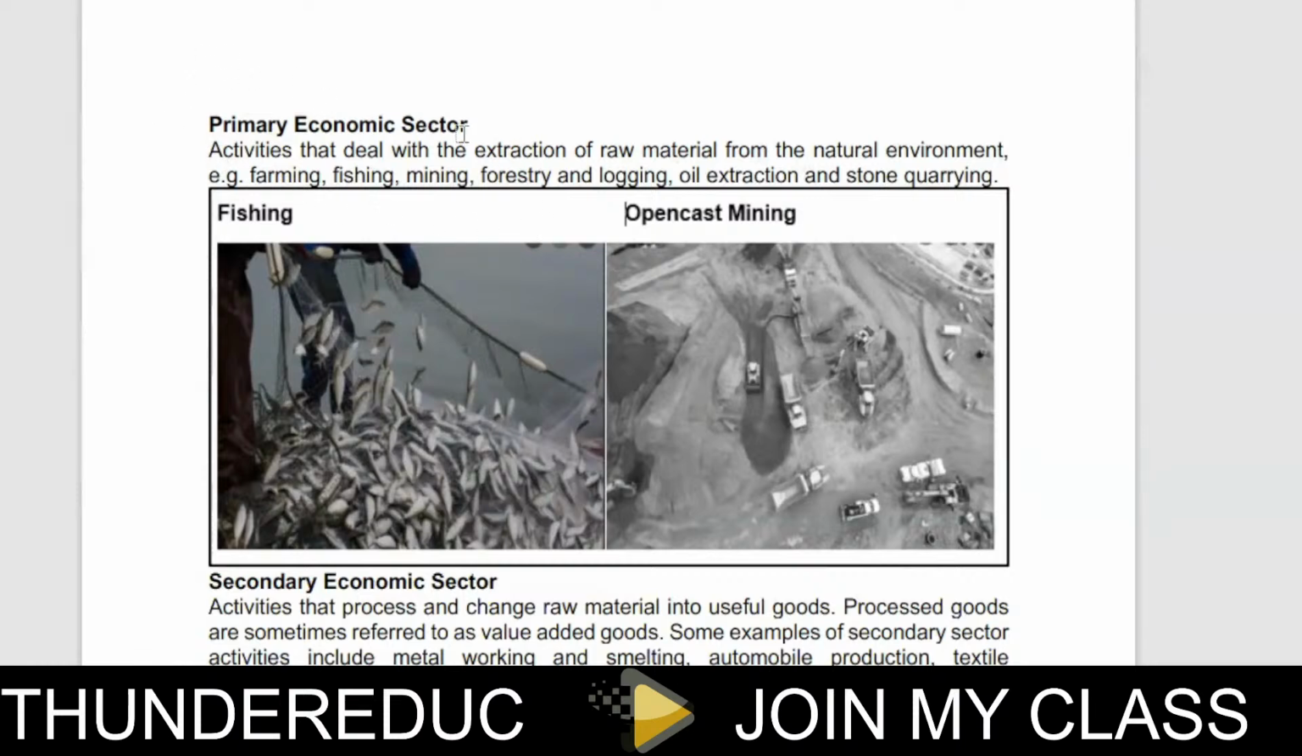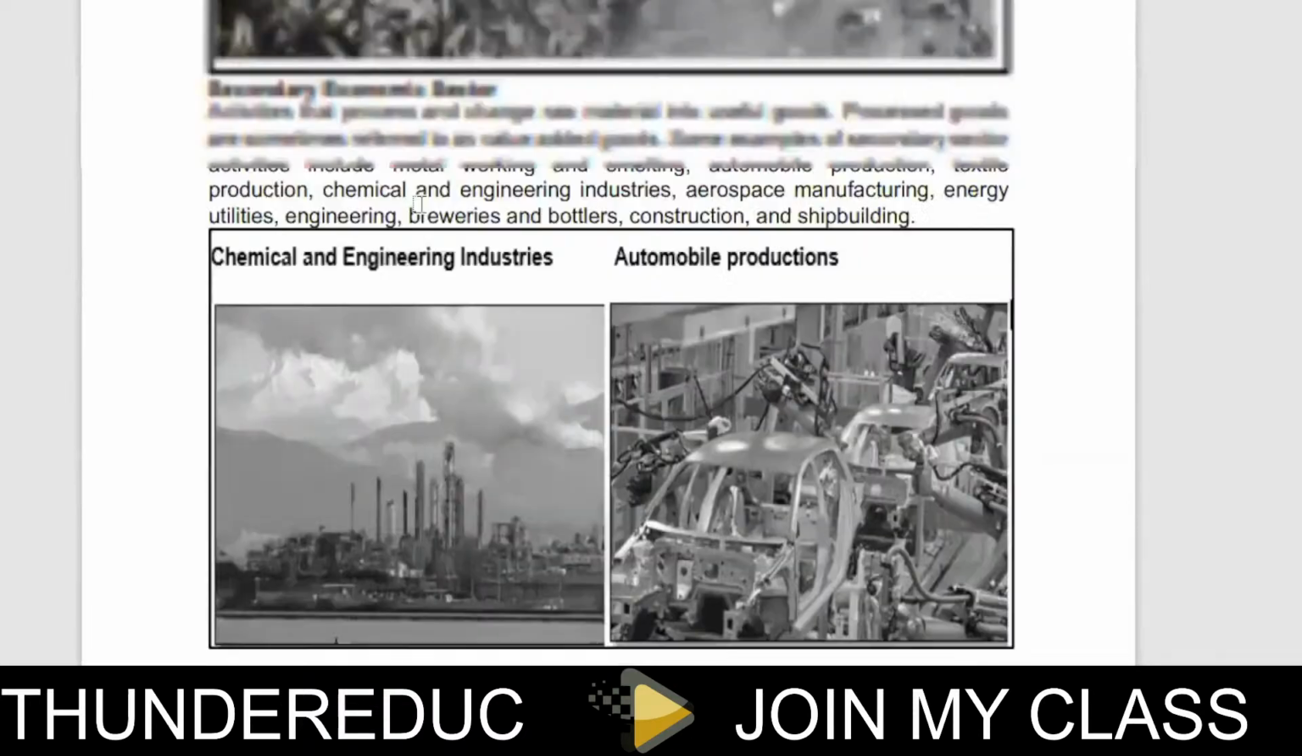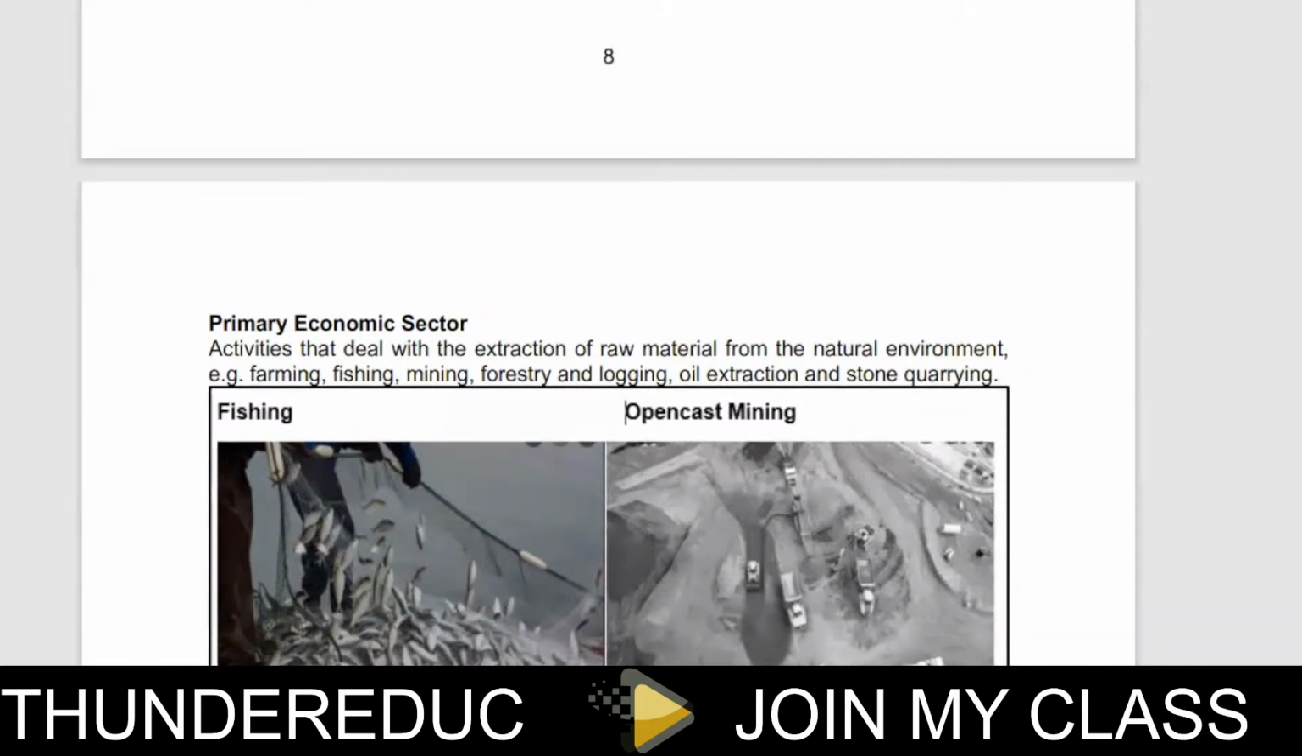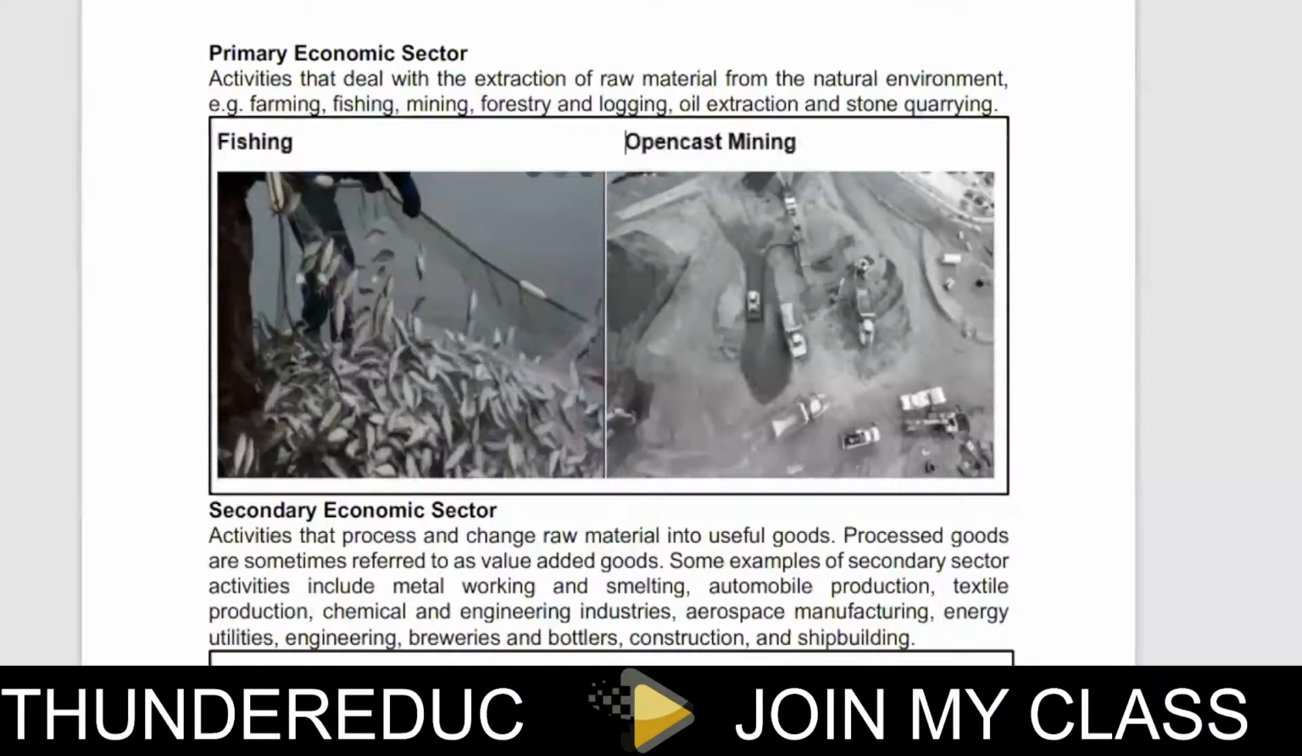In other words, there is no processing, there's no turning raw materials into a final product. The only activity is you get the raw material from the environment or from nature. Such activities include farming, fishing, mining, forestry, tree logging, extraction of oil, stone quarrying, all those primary activities. So when you look at the primary activities, just remember that wherever there is primary, it's the starting stage, extraction of raw material from nature. So you must be in a position to remember these activities.